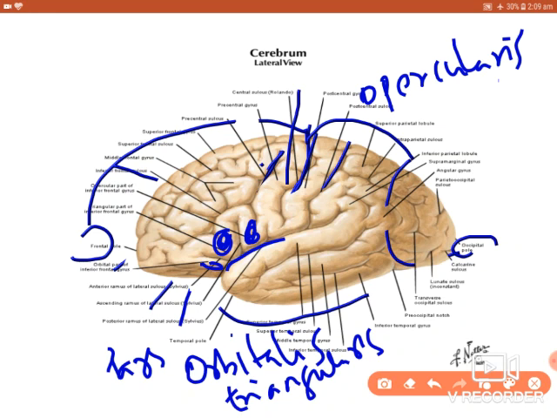You can see here this is the central sulcus. Then, coming to the temporal lobe, this is the temporal lobe.